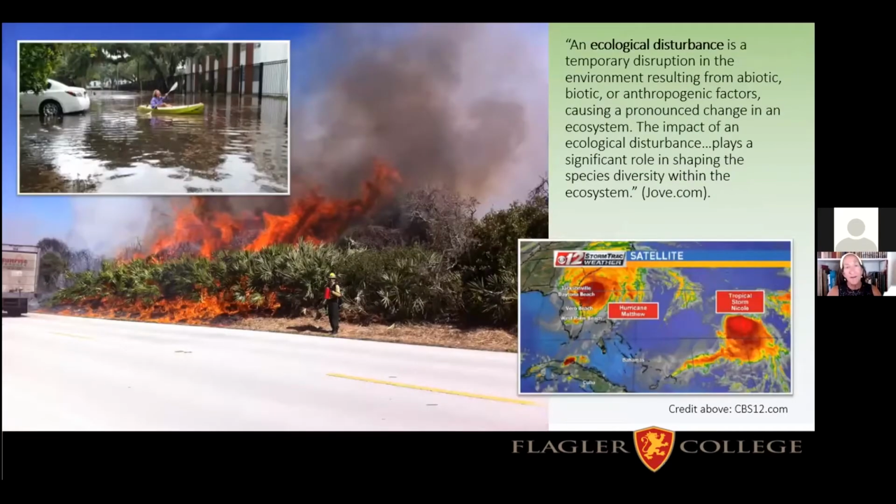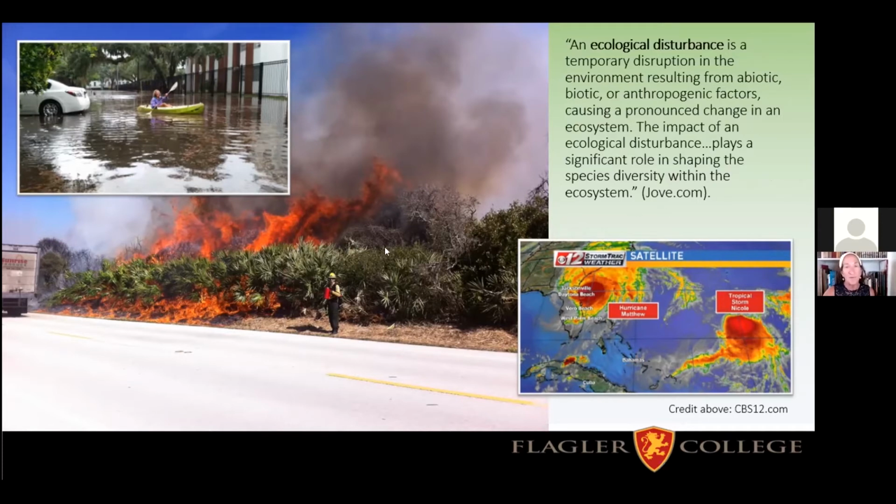You can see here some examples of ecological disturbance. So let's go ahead with that next essential definition before we really get into the meat and potatoes of this research. As you can see, an ecological disturbance is a temporary disruption in the environment resulting from abiotic, biotic, or anthropogenic factors, causing a pronounced change in an ecosystem. The impact of an ecological disturbance plays a significant role in shaping the species diversity within the ecosystem.